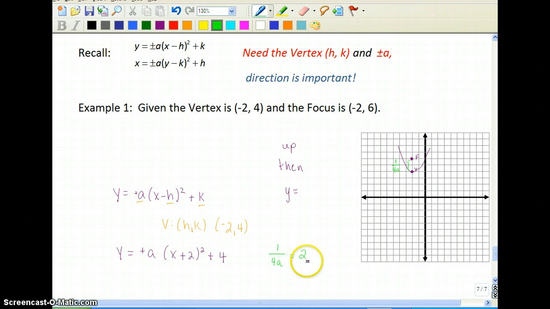Okay, now you can do this several ways. The way I usually do it is I say flip this one over and say 4a is equal to 1/2. So you have to flip both sides. Or you could put this over 1 and solve the proportion. Multiply by 1/4. And a is equal to 1/8. So our final answer would be y is equal to 1/8 x plus 2 squared plus 4.